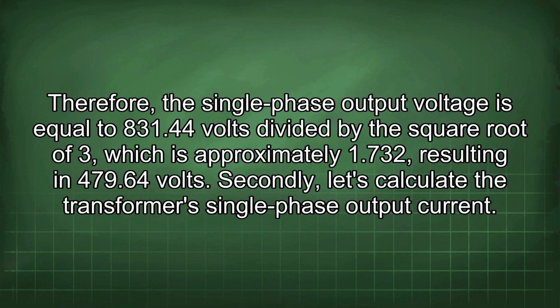Therefore, the single-phase output voltage is equal to 831.44 volts divided by the square root of 3, which is approximately 1.732, resulting in 479.64 volts. Secondly, let's calculate the transformer's single-phase output current.